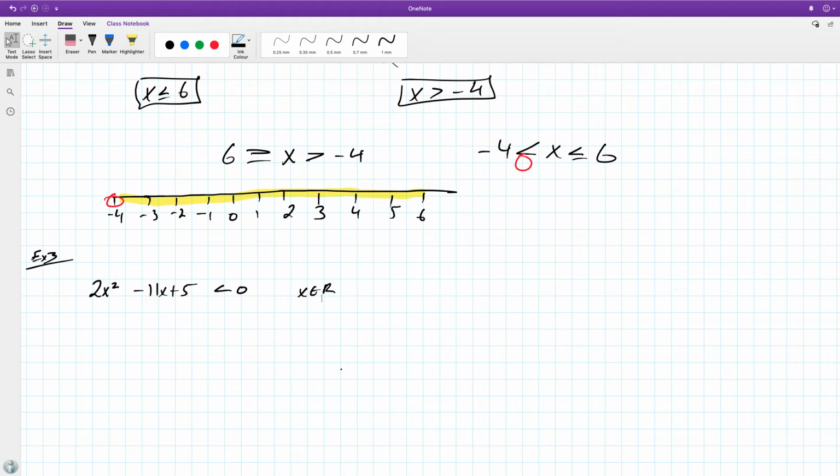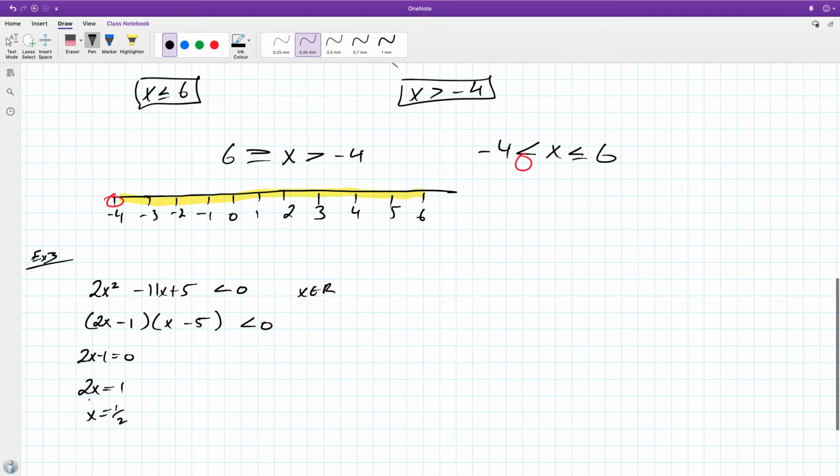Right. Let's look at it then. 2x squared minus 11x plus 5 less than 0. Once again, factorize it. 2x and x, and 5 to get minus 11. I'm going to go with minus 5 and minus 1. 2x minus 1 is equal to 0, 2x is equal to 1, x is equal to a half. x minus 5 is equal to 0, x is equal to 5, where they're less than 0.